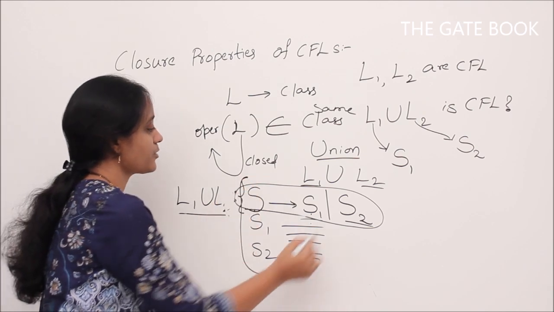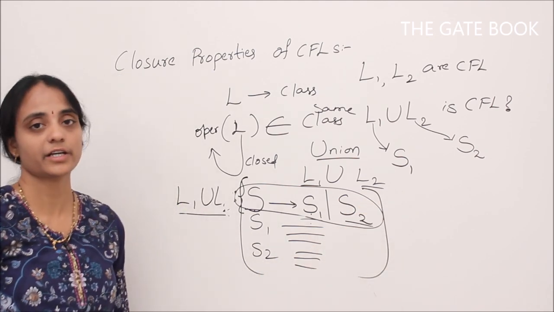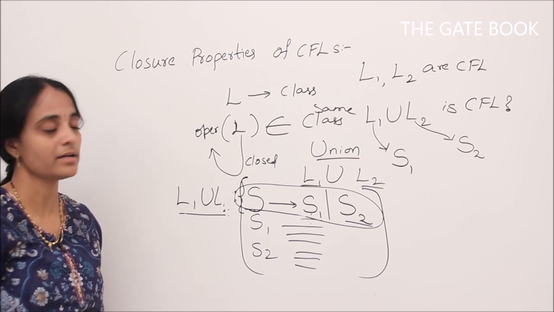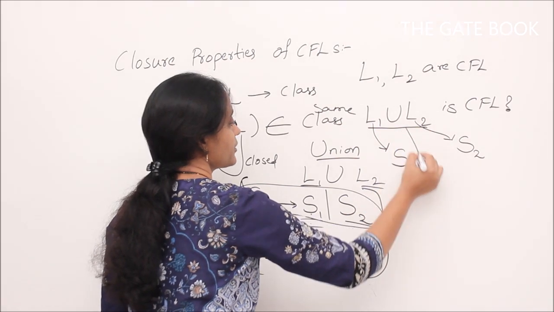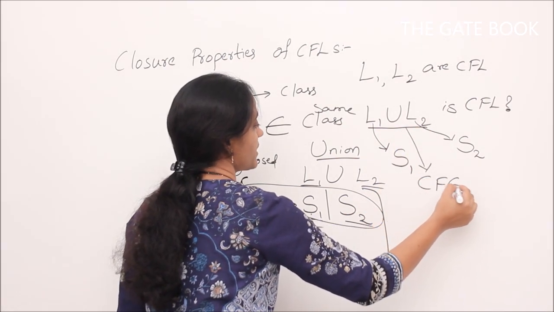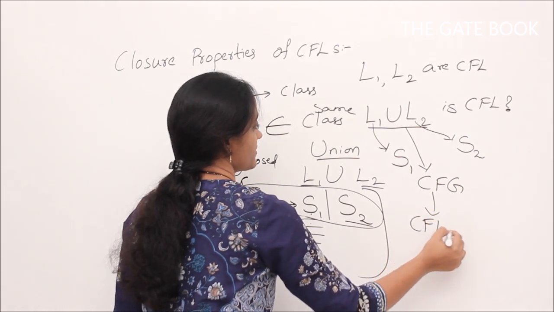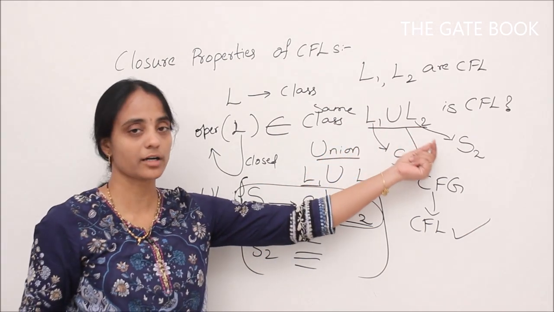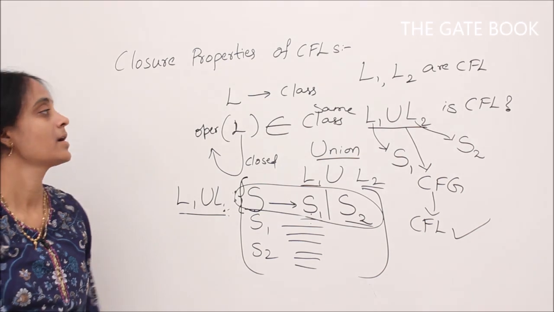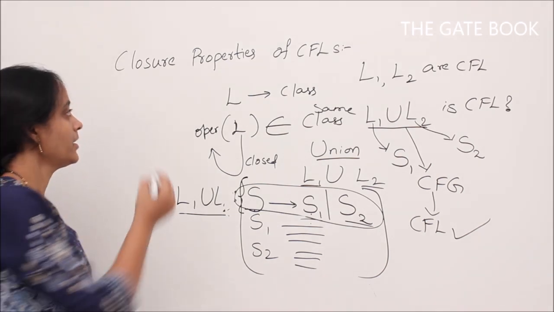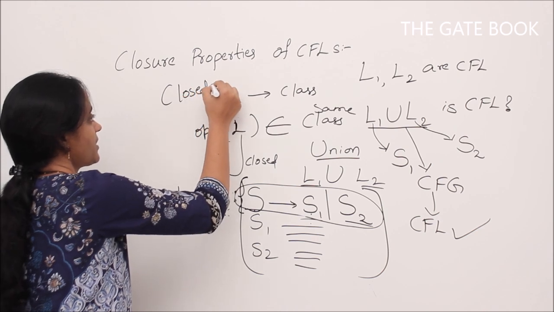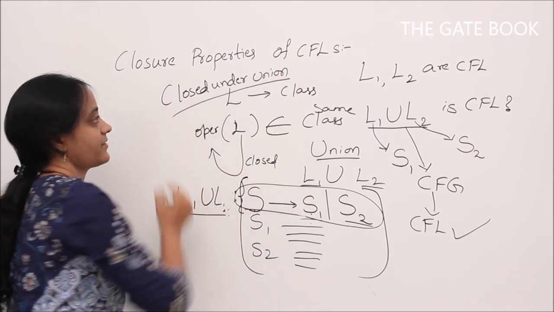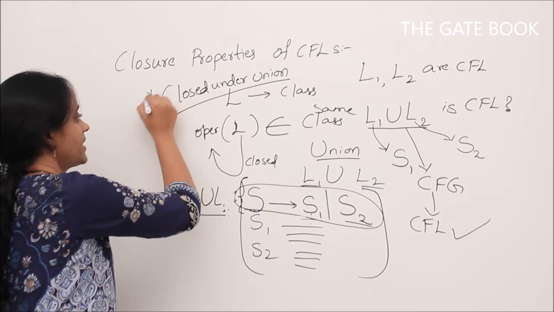So that means there is a new language for which I have a context free grammar. Whenever there is a context free grammar, that is called a context free language, right? So for L1 union L2 there exists a context free grammar, so that is a context free language. So L1 union L2 is a context free language if L1, L2 are context free languages. That means context free languages are closed under union. Correct? Because we know how to construct a grammar from those two individual languages for the union language. So they are closed under union.